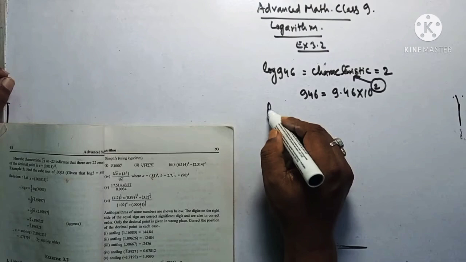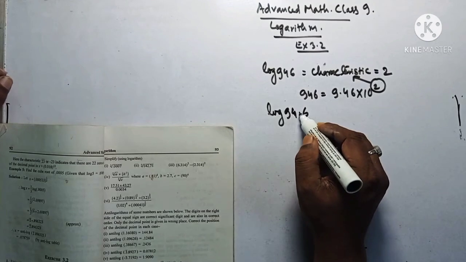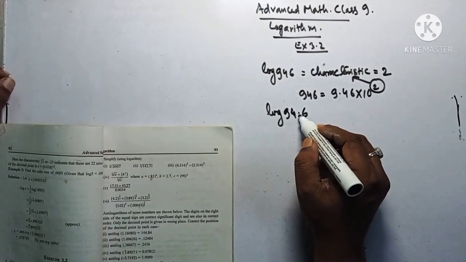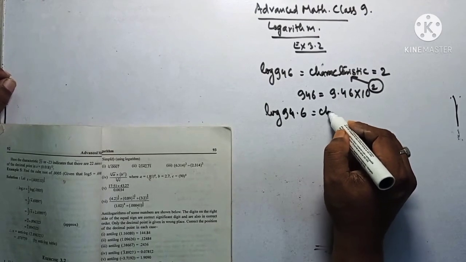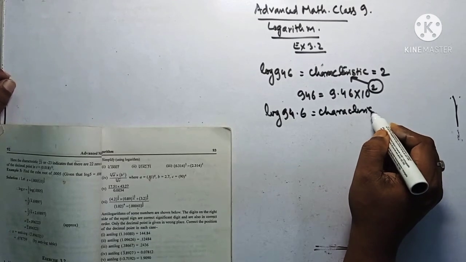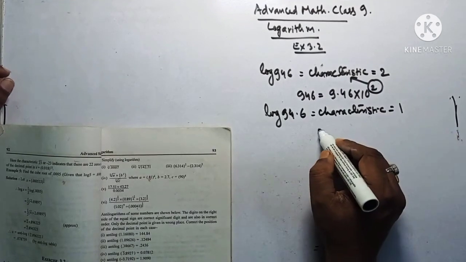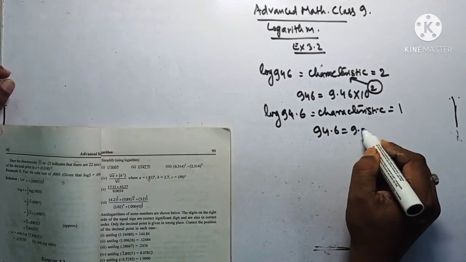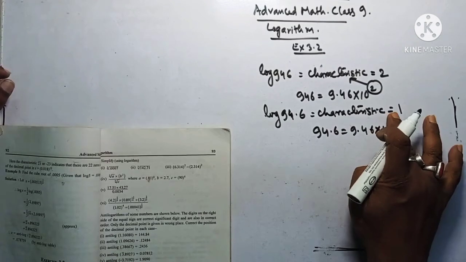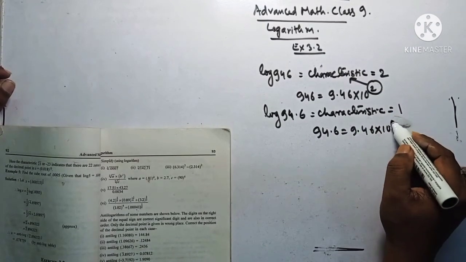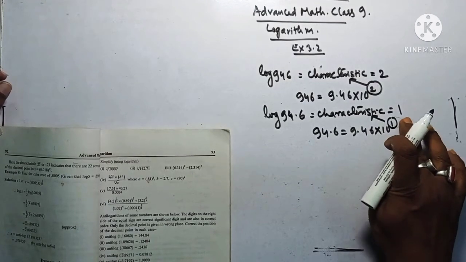Now again, log 94.6. Here you have to consider the number of digits before the decimal. There are two digits before the decimal, so your characteristic is 2 minus 1, which is 1. Always subtract 1. In standard form, it will be 9.46 into 10 to the power of 1. This 1 is your characteristic.